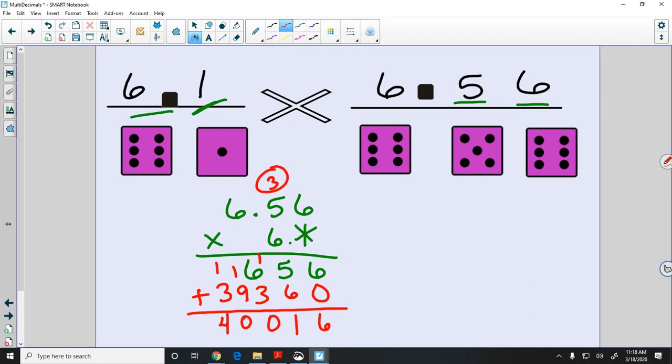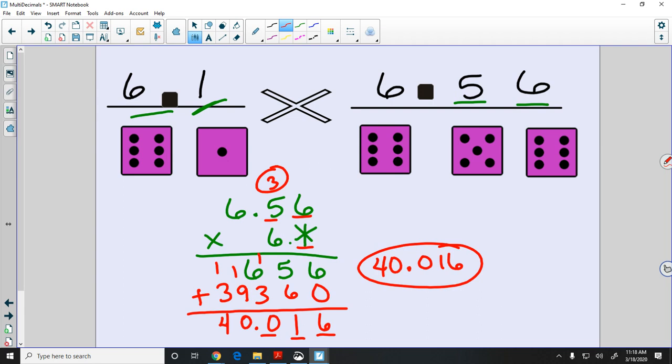Alright, now I have to figure out how many decimals there are going to be. There's 1, 2, 3 numbers behind a decimal, and that's how many numbers we need to have in our decimal. So 1, 2, 3. Place our decimal, and so our final answer is 40 and 16 thousandths.